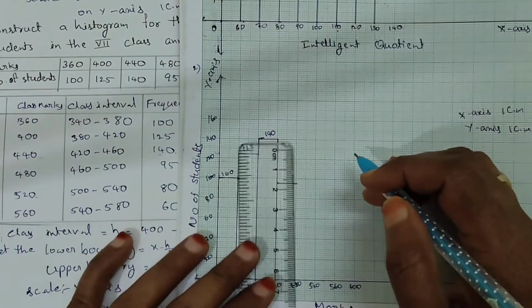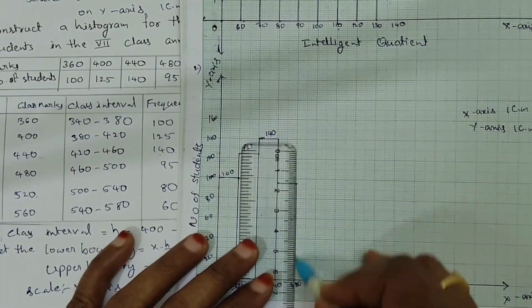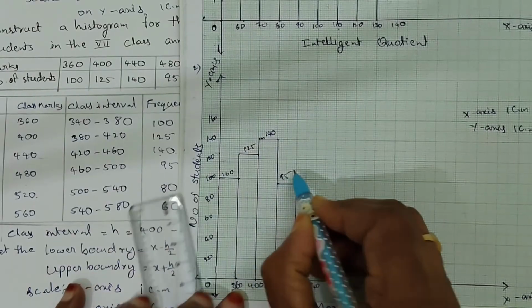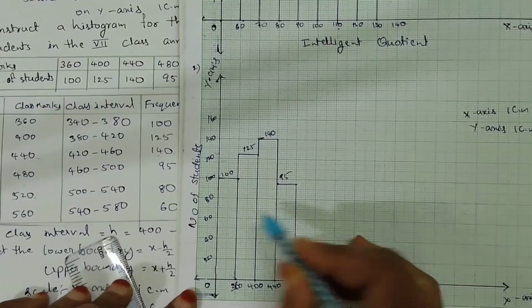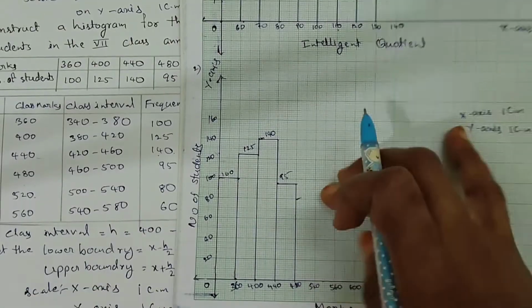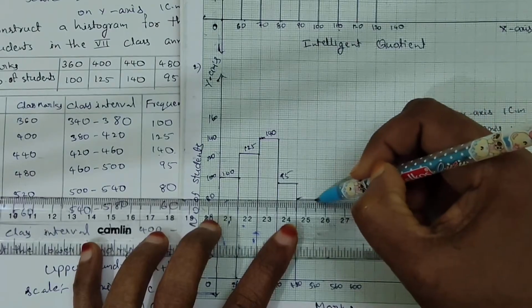And next, here 480 on the x-axis. Here 480, we draw the line here. 480 is the 95. Next one is the 80. Here the number is 80. Using the scale, 80 is here. So we draw the line here. 80.